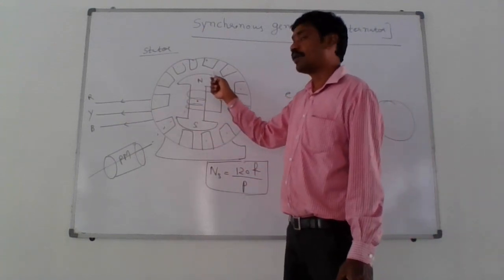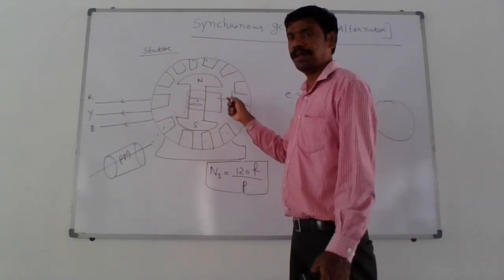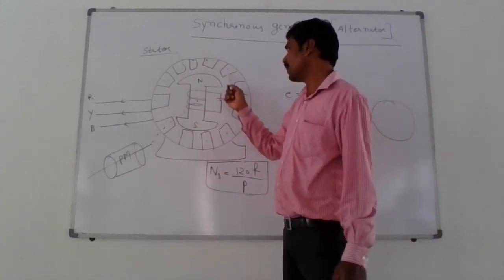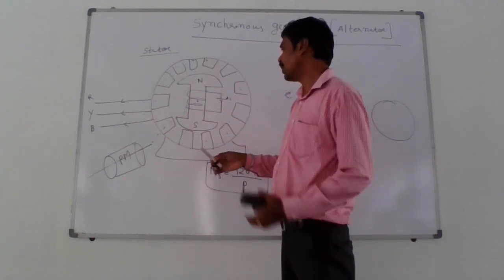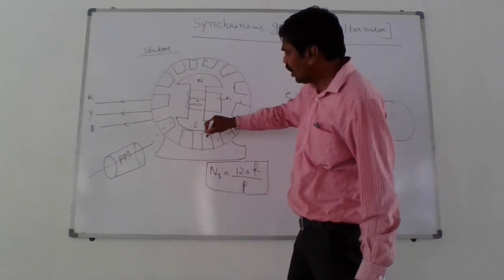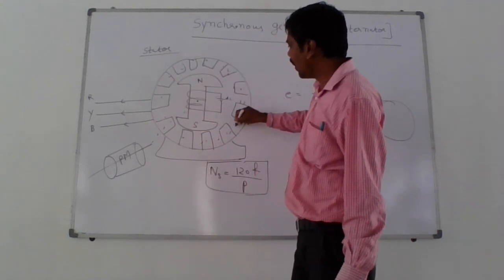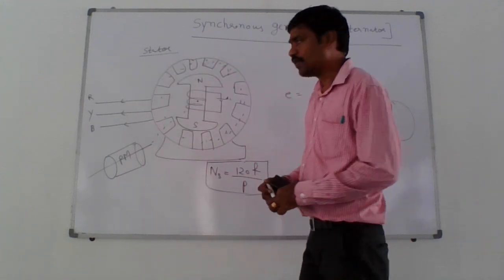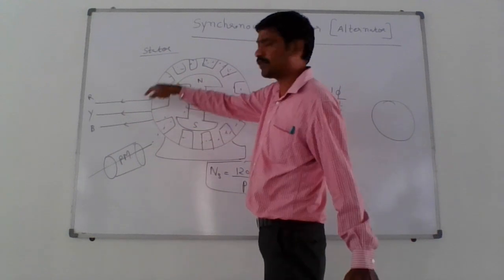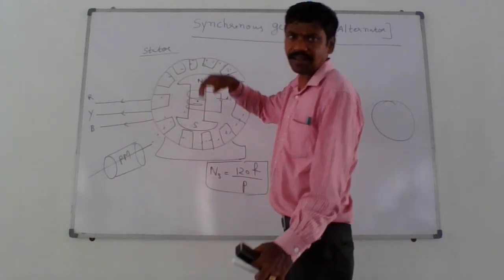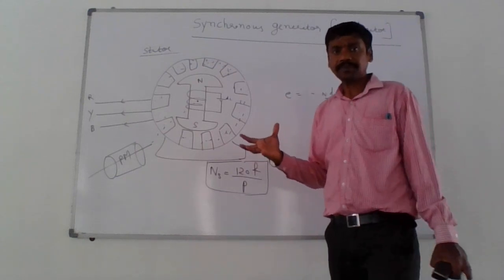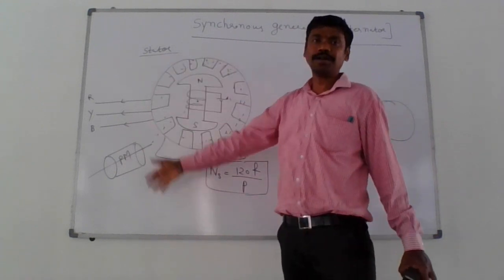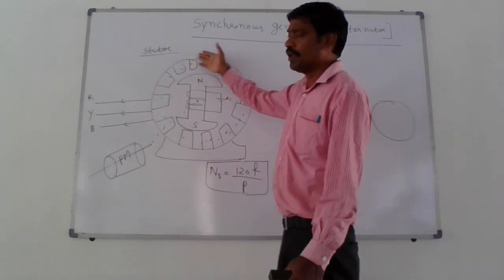As the rotor is continuously rotated at synchronous speed, say 3000 rpm, this magnetic field is also rotating at synchronous speed. This magnetic field continuously cuts the stator conductors. Or you can say this rotating flux is continuously cutting the stator conductors. This means there is a continuous rate of change of flux in these stator conductors.